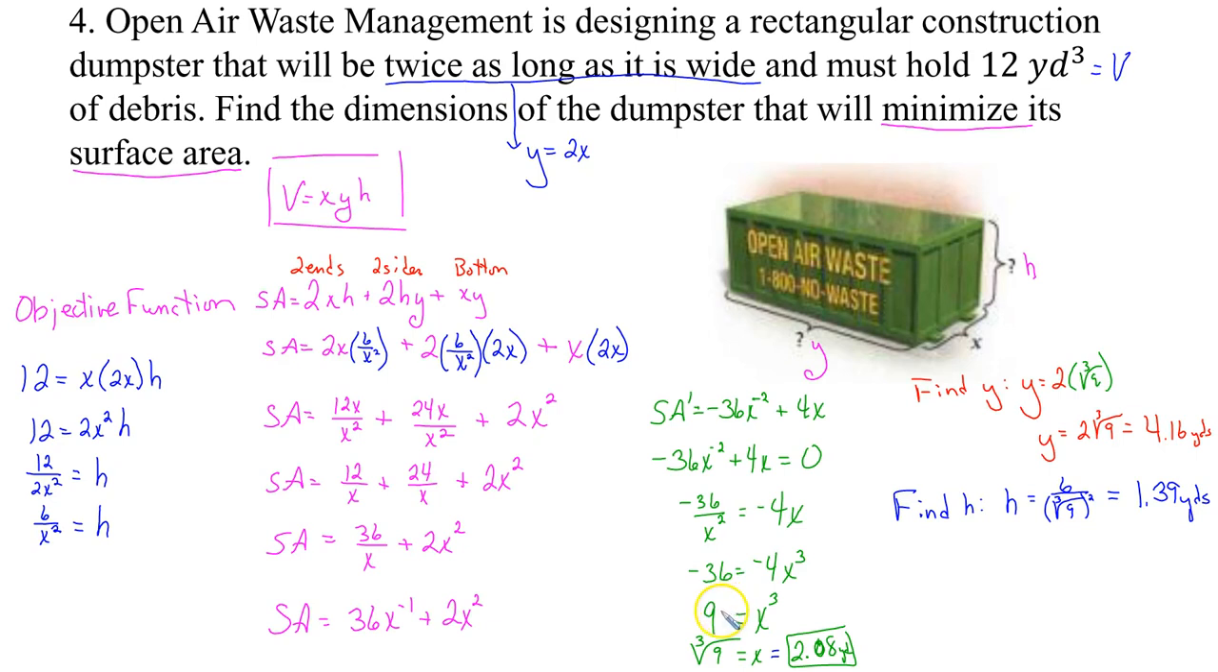See, you didn't even know I was gone, and through the magic of calculators, X is going to have a value of 2.08 yards, Y will have a value of 4.16 yards, and H has a value of 1.39 yards. Make sure you can plug those into your calculator. If you take X times Y times H, you get 11.9999, which is close enough to 12 cubic yards. And so that's going to be my final answer.